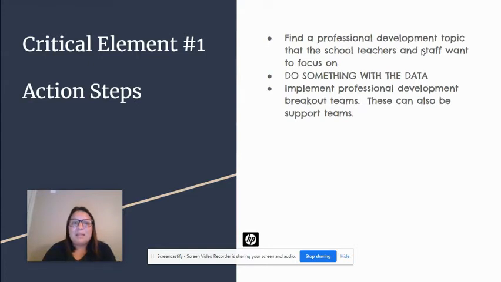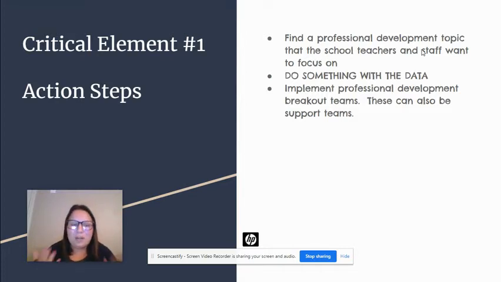An action step I have for professional development is really making sure our teachers have some say in it. There is nothing worse than sitting through a professional development that you don't really care about, or maybe it doesn't really pertain to your class or the group of students you have this year. So having teacher buy-in, I think, is really important.